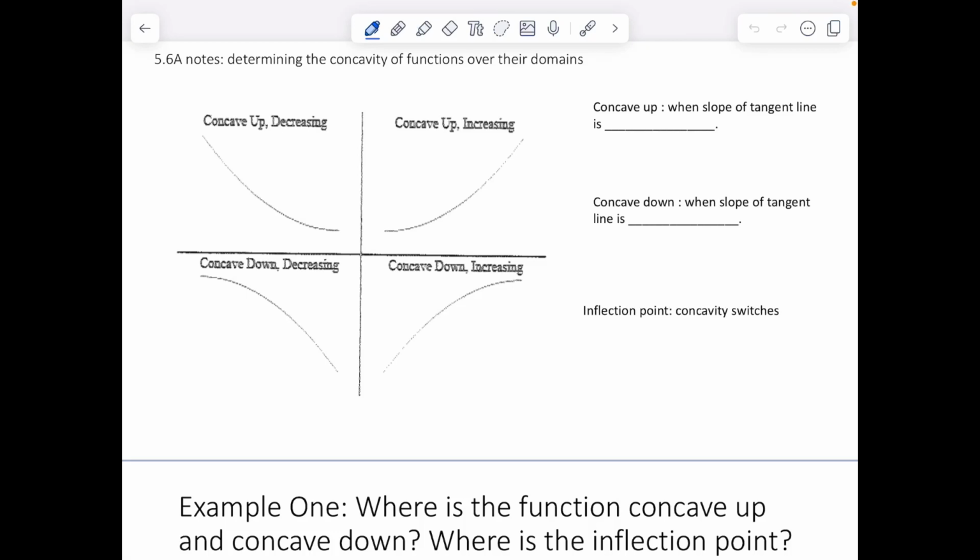Welcome to the 5.6 notes. These notes are about determining concavity of functions over their domain, and then another word which is not up here, which is the inflection point.